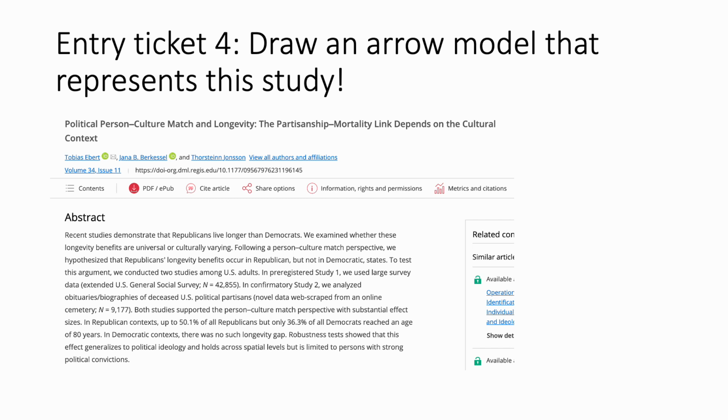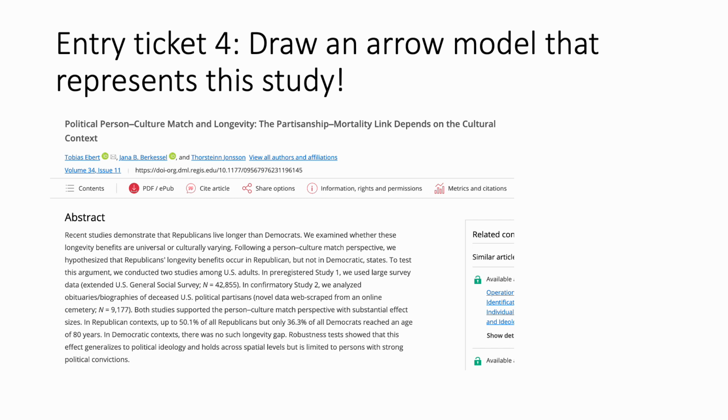In pre-registered study 1, we used large survey data. In confirmatory study 2, we analyzed obituaries, biographies of deceased U.S. political partisans. I'd love to see that method, but I don't know what they did. But I'd love to look in there and see how they did that, because it's kind of an interesting way to do studies. Both studies supported the person culture match perspective, with substantial effect sizes. Effect sizes just mean that small, medium, large stuff. In Republican contexts, up to 50.1% of all Republicans, but only 36.3% of all Democrats reached an age of 80 years. Interesting, okay? That's very, very interesting.